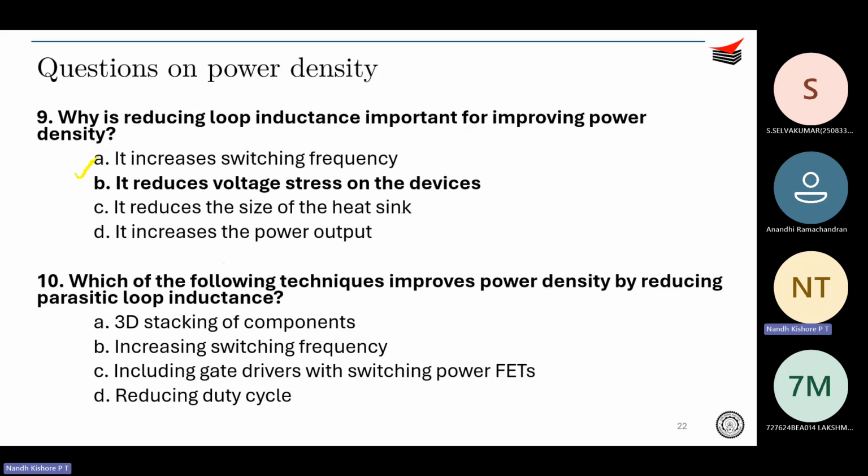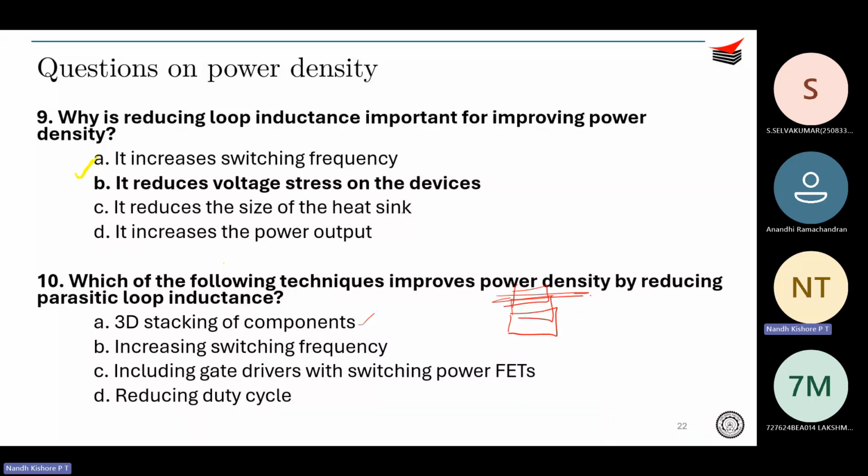So what is the answer for this? How will you reduce the parasitic loop inductance? Option A. That is one way to improve the power density, right? If you 3D stack components, I keep one component over another, and another over that. This is one way of improving the power density. But how do I reduce the loop inductance?